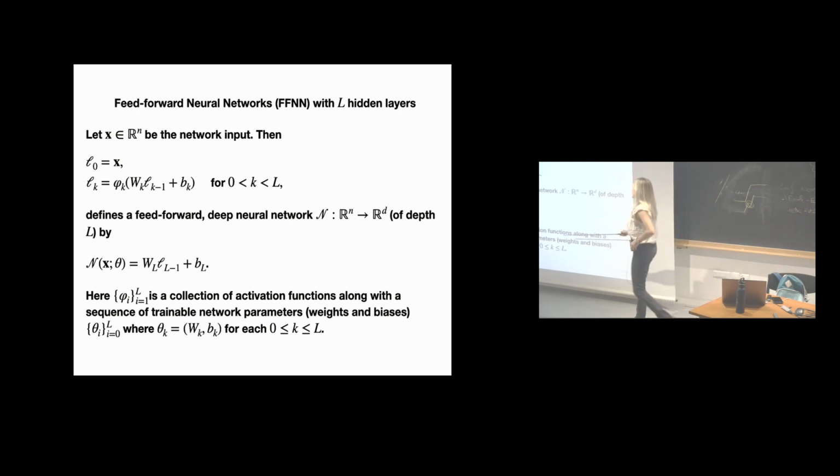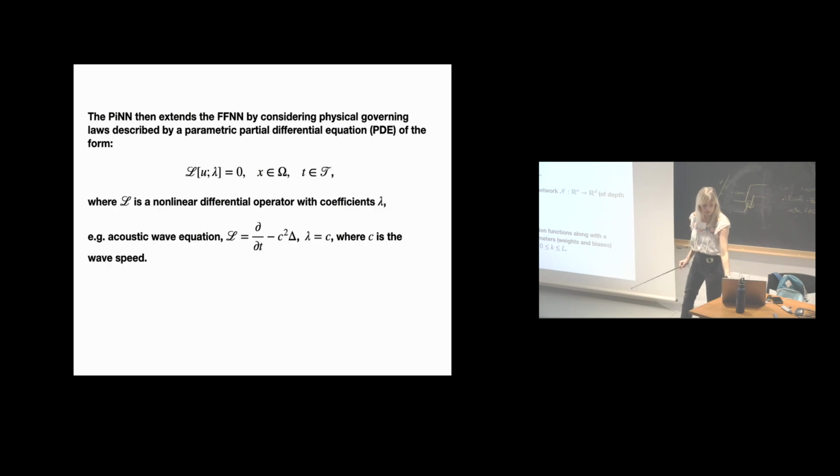The phis down here are a collection of activation functions. So again, these are the nonlinear parts of the neural network. And then the weights and biases are your trainable network parameters. So those are like the knobs that you get to turn. You also get to choose how many layers you want, how many neurons per layer you want. There's a lot of different knobs that you can turn to get a good model.